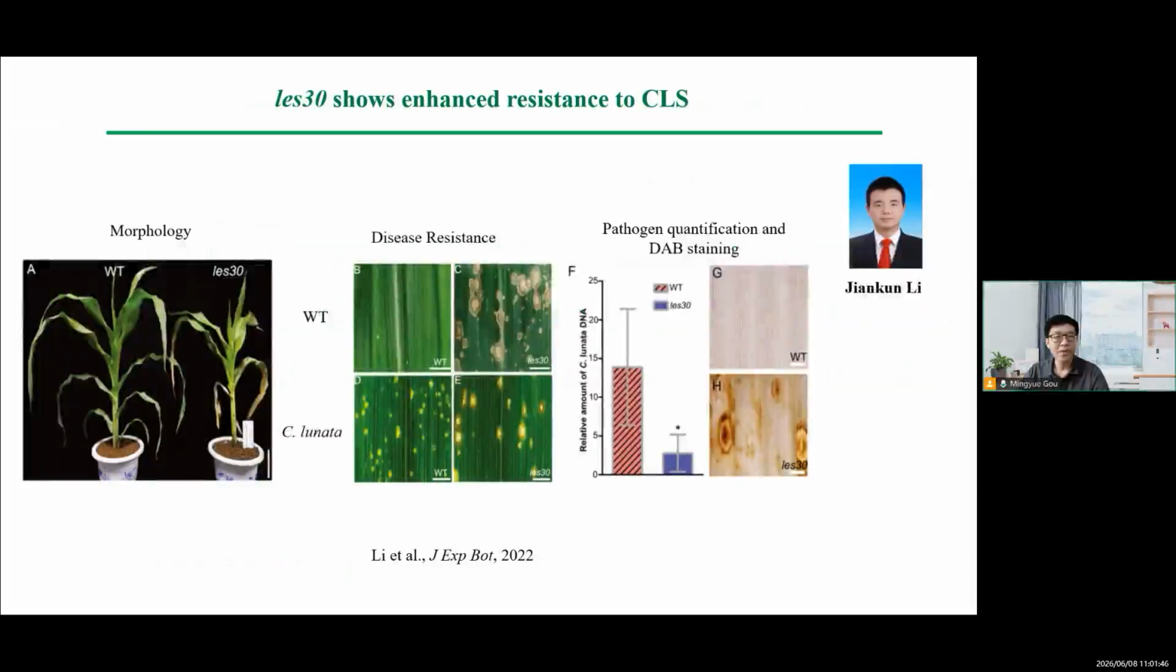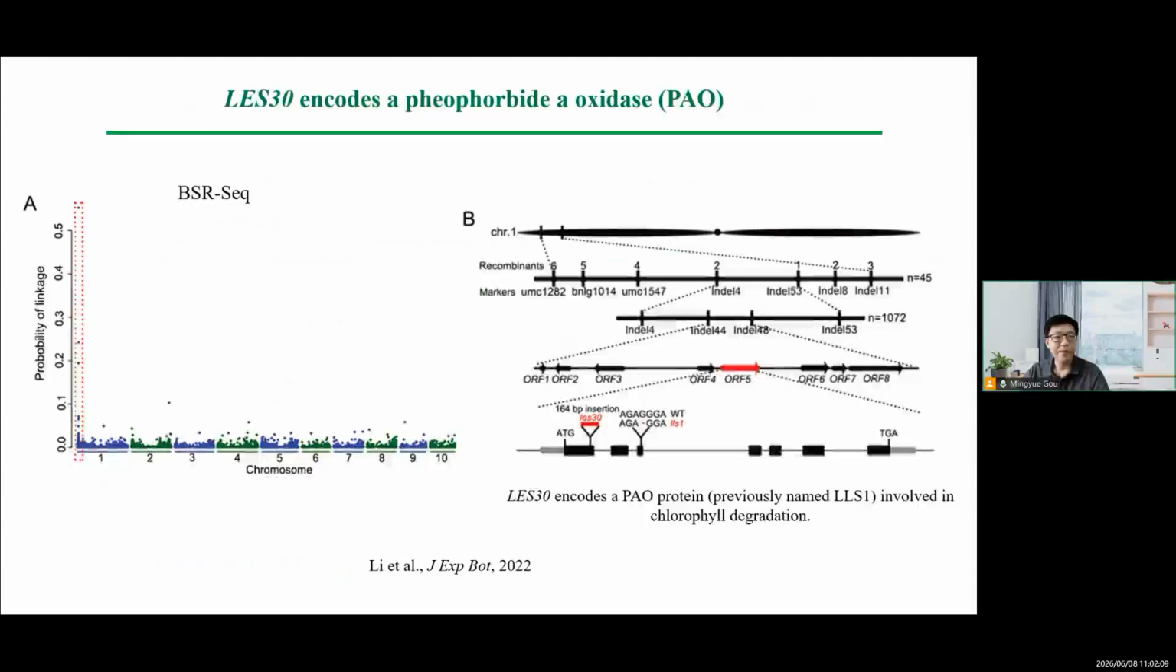LES30 was identified as a typical mutant with big lesions. When the mutant was infected with Curvularia lunata, very few fungal colonies could be found on the mutant leaves, and DAB staining indicates increased hydrogen peroxide accumulation in the mutant leaf. By BSR-seq and map-based cloning, the causal gene of LES30 was identified as LLS1, which was previously reported to encode pheophorbide a oxygenase, which is involved in chlorophyll degradation.